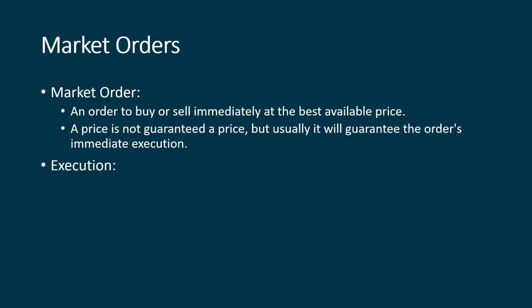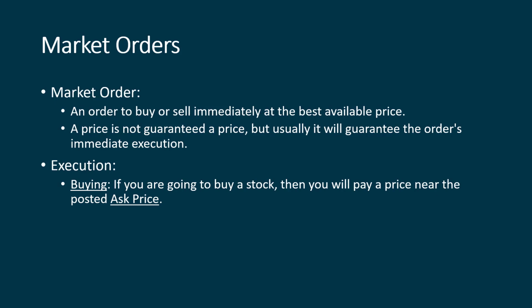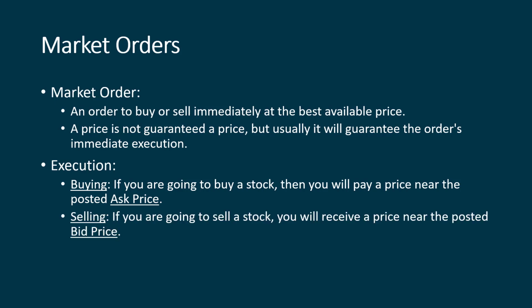What happens during the execution is when you're buying, if you're going to buy a stock or an option or a futures contract, you will pay a price near what's called the ask price. That's the price that you pay to buy. And if you don't quite understand bid and ask price, I have another video that I would really recommend that you watch. When you're selling either a stock or a futures contract or anything, you will receive near the posted bid price, BS, bid, sell. That's how I remember that.